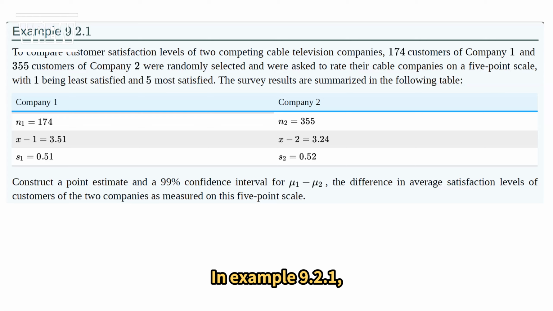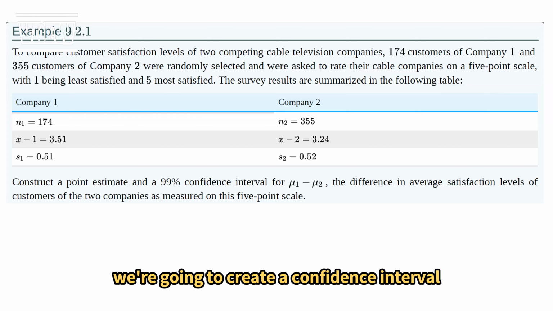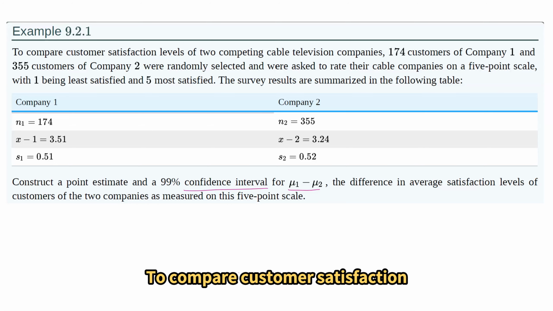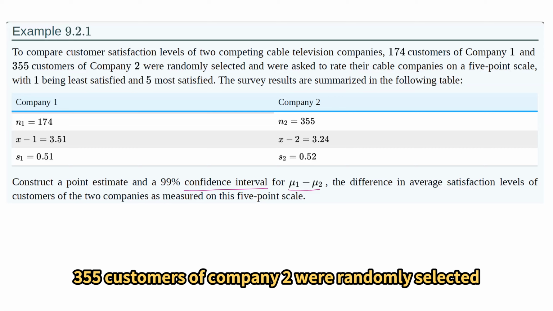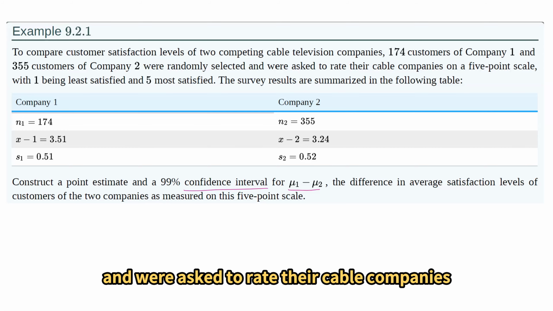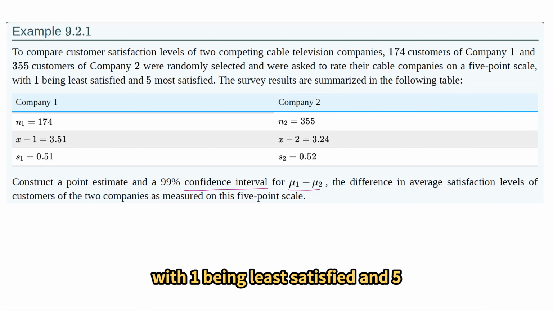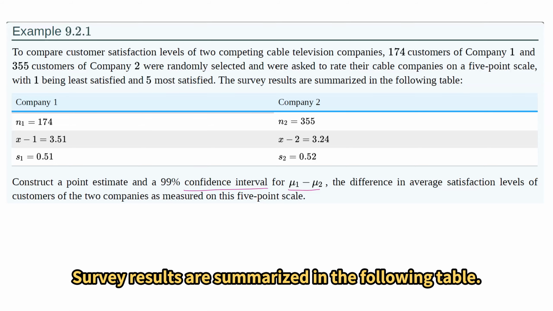In example 9.2.1, we're going to create a confidence interval for the difference of two population means to compare customer satisfaction levels of two competing cable television companies. 174 customers of Company 1 and 355 customers of Company 2 were randomly selected and were asked to rate their cable companies on a 5-point scale, with 1 being least satisfied and 5 being most satisfied. Survey results are summarized in the following table.